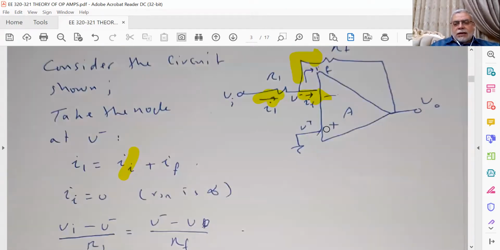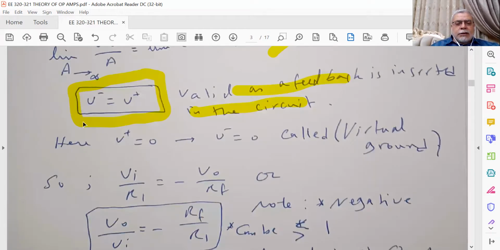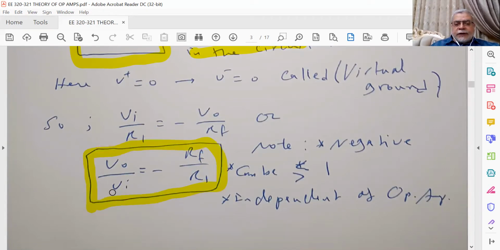So in this circuit, V plus equals 0. So V minus will also be 0, and in this case V minus is called the virtual ground. So we replace V minus by 0 in this expression. This will give the voltage gain VO divided by VI equals minus RF divided by R1.